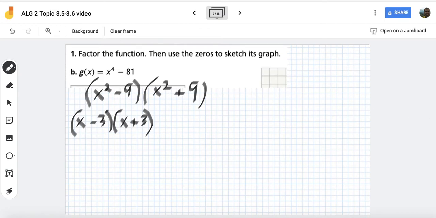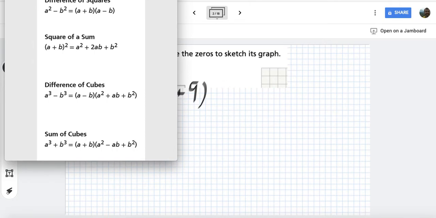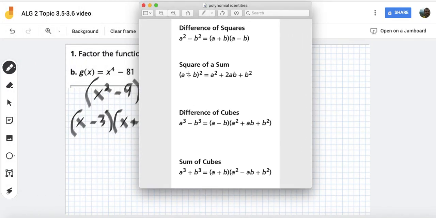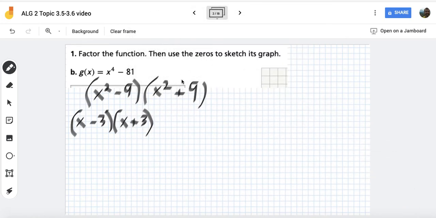If you remember the cheat sheet we had, the difference of squares, we have the square of a sum, we have the difference of cubes and the sum of cubes. We can't factor unless we're going to deal with imaginary numbers. The roots here are going to be imaginary numbers. So I'm going to have to keep this as x squared plus 9. So the only zeros I have are 3 and negative 3.